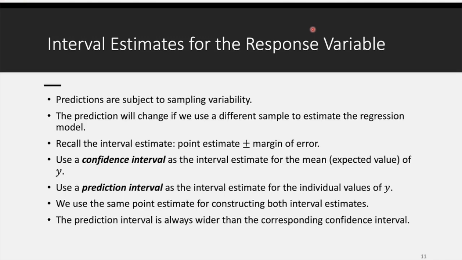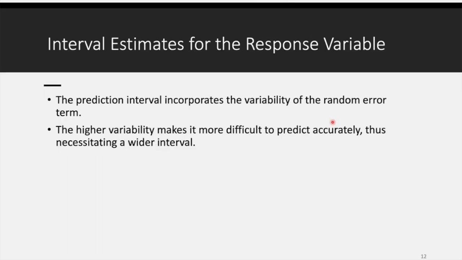Finally, due to added uncertainty in predicting the individual value of y, the prediction interval is always going to be wider than the corresponding confidence interval. So the prediction interval is always wider than the confidence interval, and we will be seeing this in an example. We talked about this already.